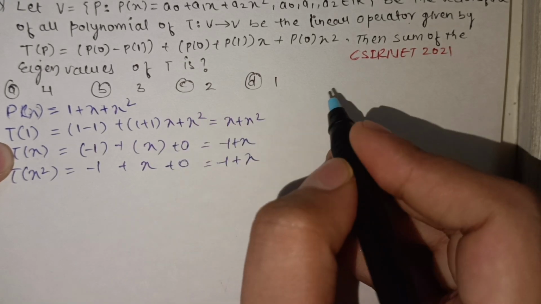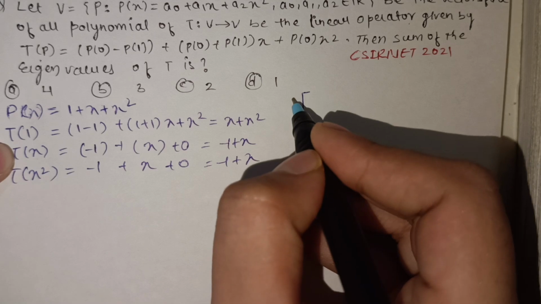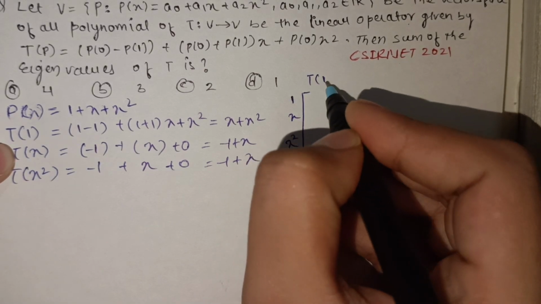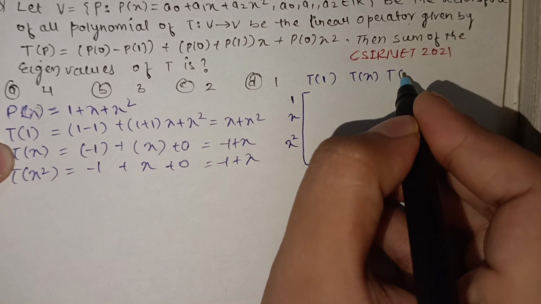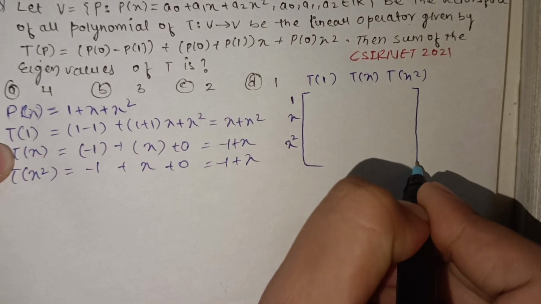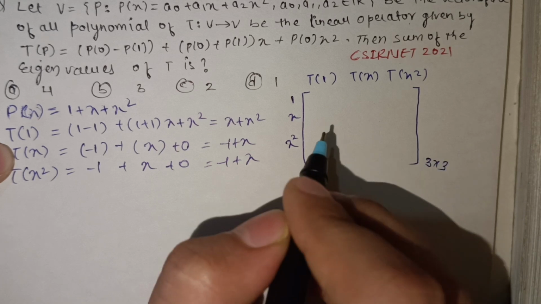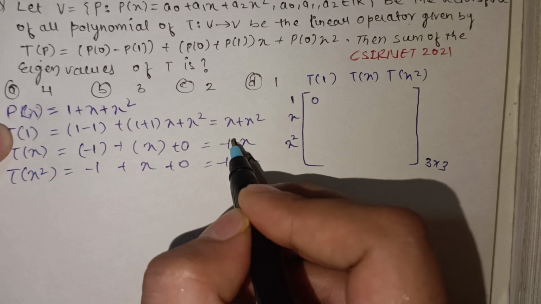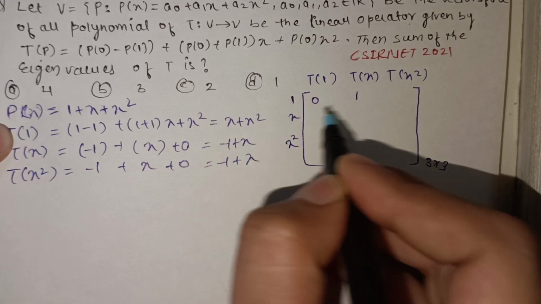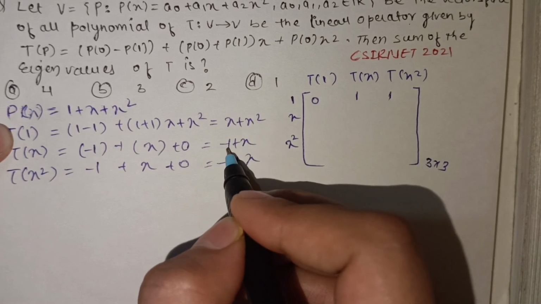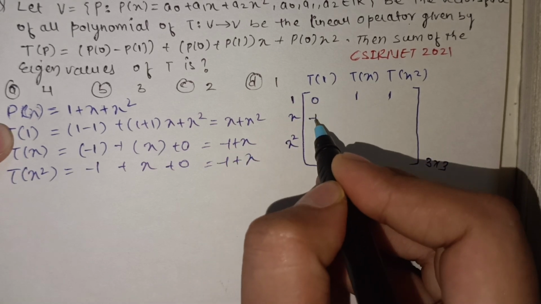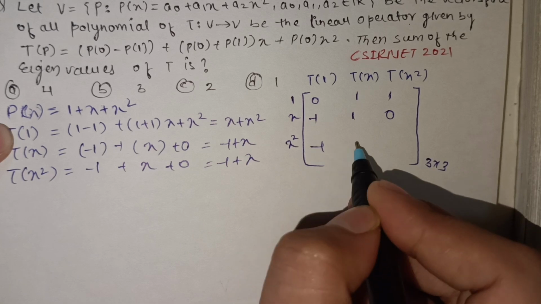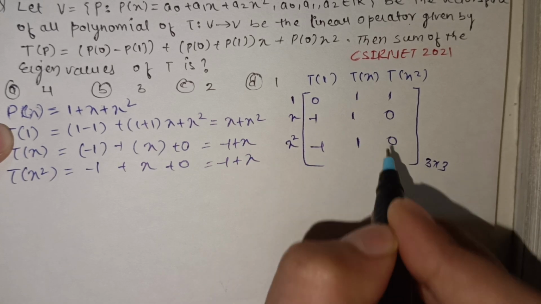Now we will draw the matrix of these equations. The matrix has columns 1, x and x², which are T of 1, T of x, and T of x². So we get a 3 by 3 matrix. First we see the coefficient of 1, this is 0, coefficient of x, that is 1, coefficient of x², this is 1. For the next, coefficient of 1 is 1 minus 1, that is 0. Here also the coefficient of 1 is -1, coefficient of x is 1, and coefficient of x² is 0.